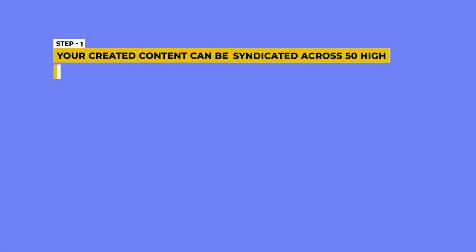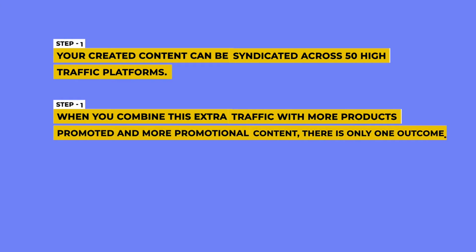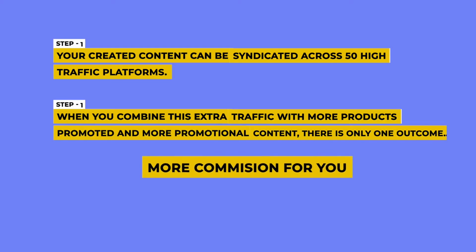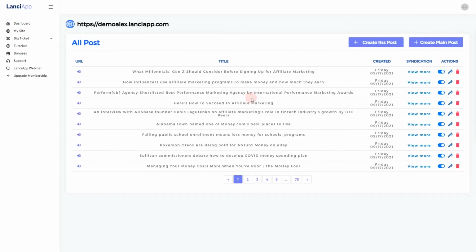Your created content can be syndicated across 50 high traffic platforms. When you combine this traffic with more product promotion and more promotional content, there is only one outcome, commission for you. Here is how it works. Go to my site, go to subdomain name, and here's my demo LS. Click on post. Here you will see all the posts I created. You can click on any arrow under the URL that opens the specific URL link for the post created.